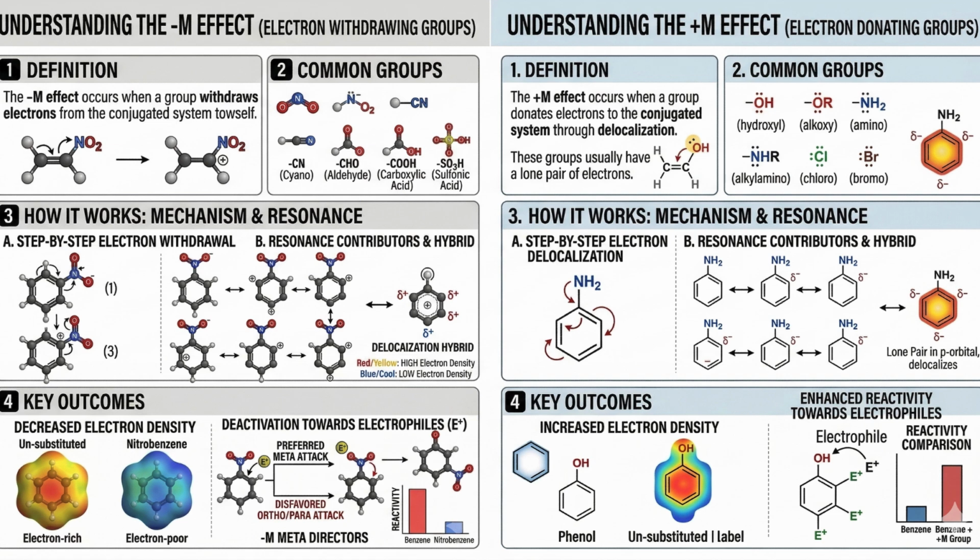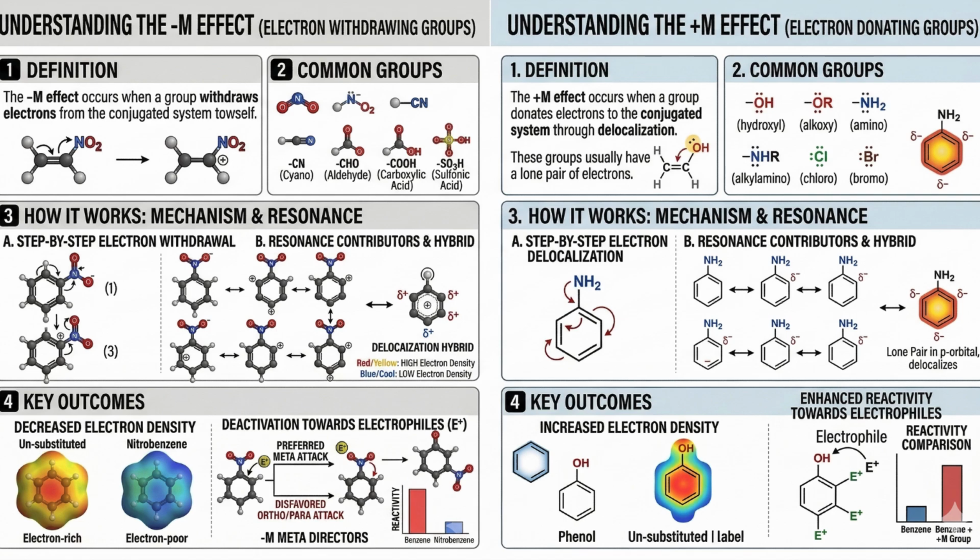Now we will see how the plus M effect works. Electron donating groups. The plus M effect occurs when a group donates electrons to the conjugated system through delocalization. These groups usually have a lone pair of electrons. In this mechanism and resonance we can see step-by-step visual delocalization of the nitrogen lone pair into the aromatic ring, showing how specific resonance structures create high electron density at the ortho and para positions.